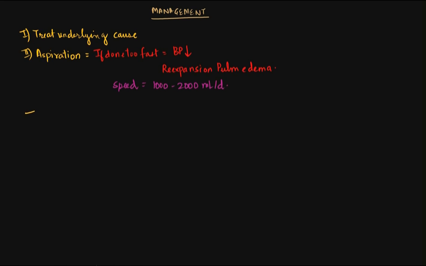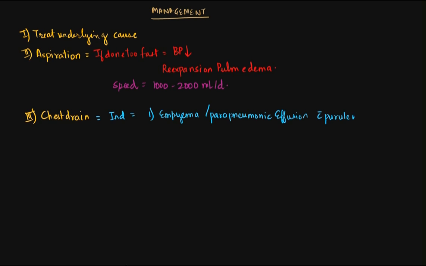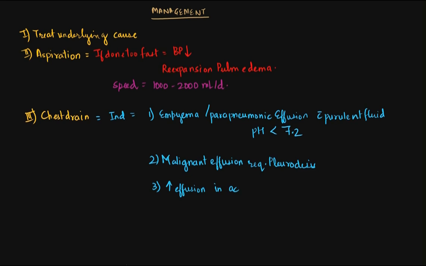The third management option includes inserting a chest drain. Now, the indications for a chest drain include empyema or parapneumonic effusions with purulent fluid and whose pH is less than 7.2, malignant effusions which are candidates for pleurodesis, and increased effusion in acutely unwell patients. Now, the next treatment option includes pleurodesis. This is usually done to prevent recurrence in cases of malignancies.